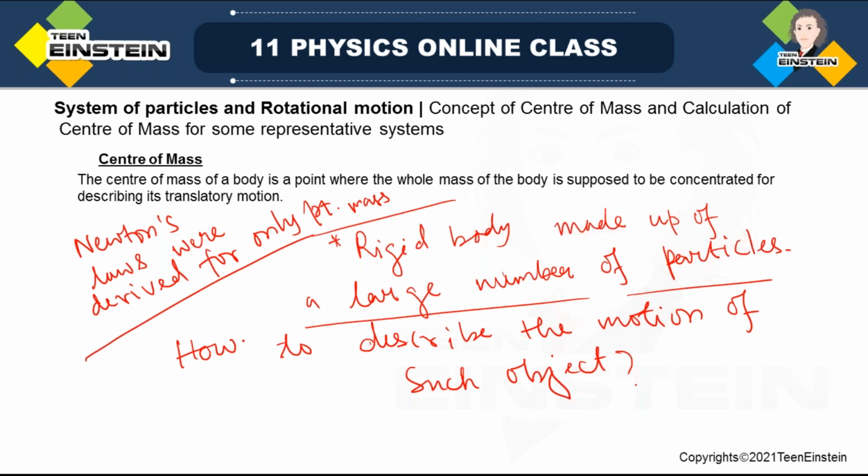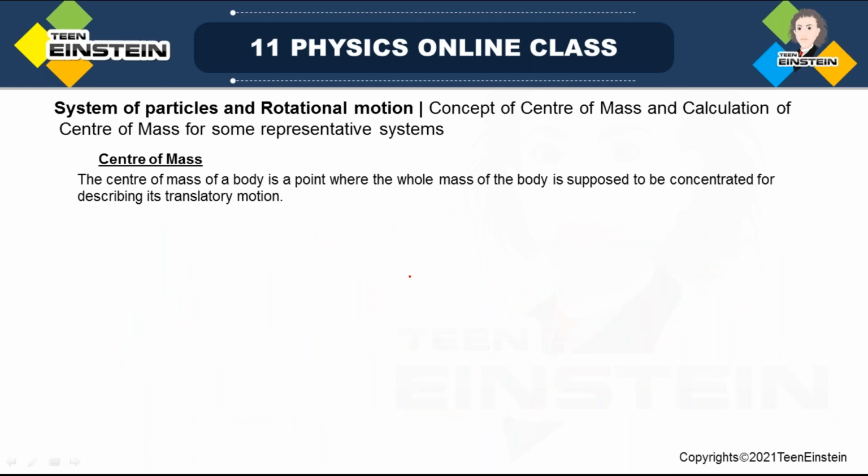So what we can do is, if we can define center of mass, what is center of mass? A point in the rigid body itself where the whole mass is concentrated. That means suppose I have an extended body like this, and I have to describe the motion of this body. Suppose it has total mass m. If we describe the center of mass at the center of this square, at some central point, the whole mass is concentrated, then it is easy to apply Newton's laws of motion on this object.